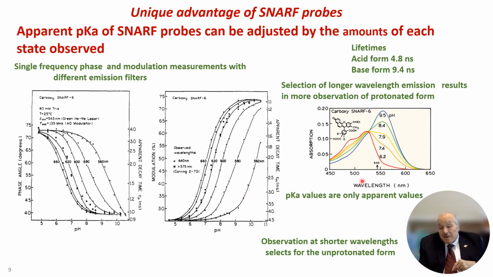And I apologize, I probably should have put the emission spectra here. But by selecting, this is phase, this one's modulation, by selecting the emission filter you use, just on the long wavelength side, or the wavelength you use by a filter, you can change the apparent pKa here from 6 to 9, and I guess it's about the same here, 6 to 10. So that can be an enormous value if you're looking at some part of the cell which has a lower or higher pH than another part of the cell.